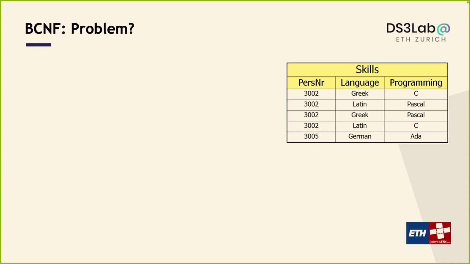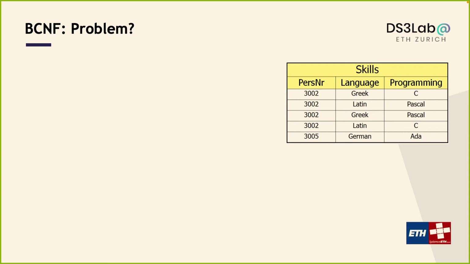If you think about this, these two different things are actually independent of each other, right? For example, for this person, 3002, this person speaks two languages, Greek and Latin, and also can program in two languages. Because these two factors, at least in this application, are independent from each other. What language you speak has nothing to do with the programming language you can use.